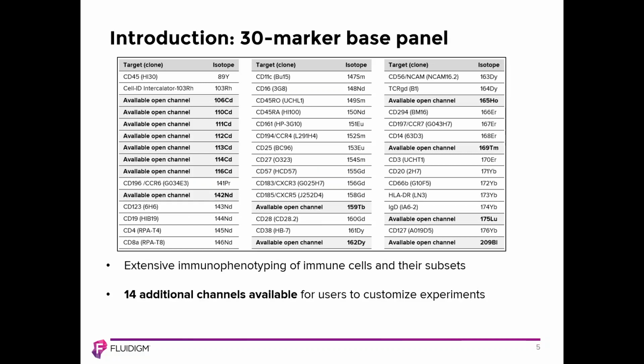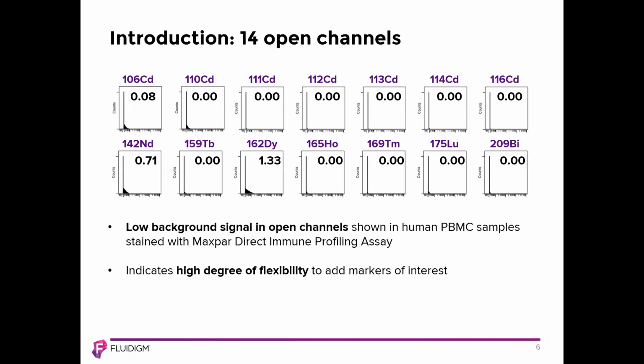So these are the 30 markers that are included in the Maxpar Direct Immune Profiling Assay. These 30 markers include common phenotyping markers for T cells, B cells, monocytes, and granulocytes in human whole blood or PBMCs, and actually also include markers for further subsetting of these immune cell types into their smaller subsets. Importantly, as also shown in this table, there are 14 additional channels available for users to customize this panel and add in markers of interest to really come up with comprehensive panels to study the immune system.